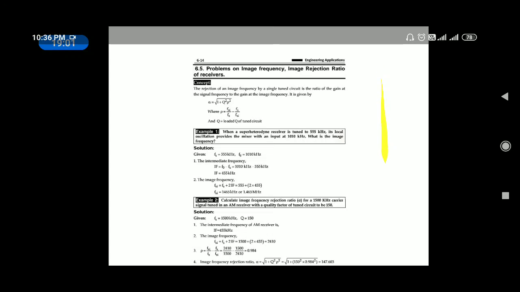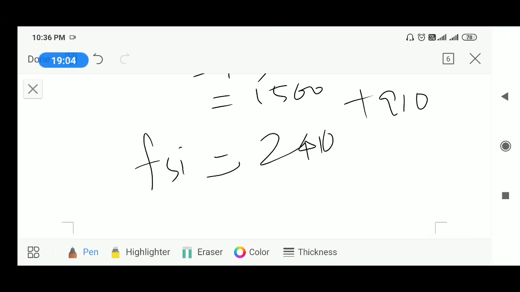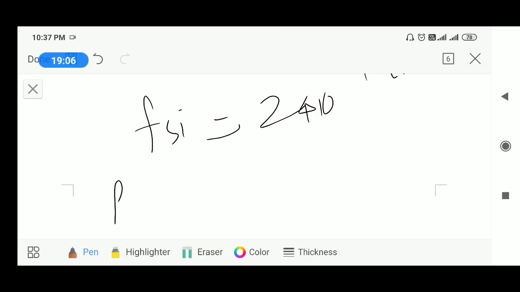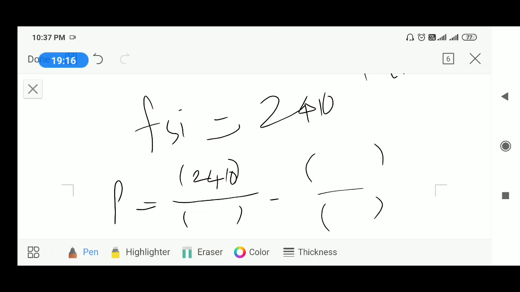Then calculate its value. What is the value of rho? Rho is equal to FS divided by FSI minus FSI divided by FS. What is FSI? 2410. What is FS? 1500. So 1500 divided by 2410. The value comes around 0.984.